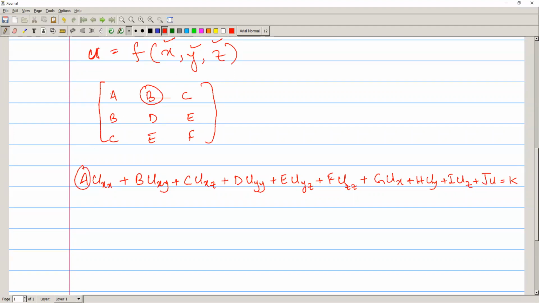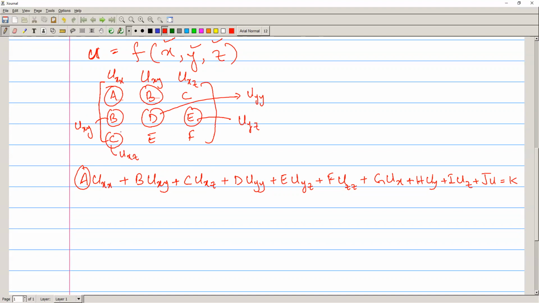So now we can see that a is the first entry, the coefficient of uxx, this is uxy, this is uxz, and this is the coefficient of uxy or uyx. It's the same thing. This is the coefficient of uyy, this is the coefficient of uyz, and this is the coefficient of uxz or uzx. It's the same thing. You can see that c and c appear, because it will make a symmetric matrix. And this is the coefficient of uzz. So these are the coefficients, right? In this way, we will construct the matrix.